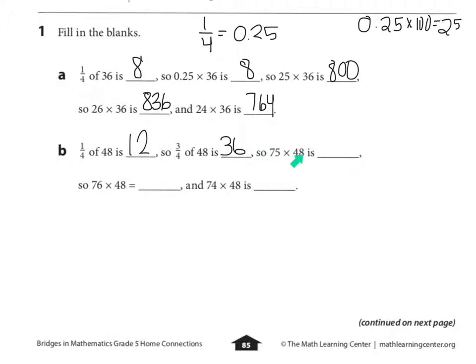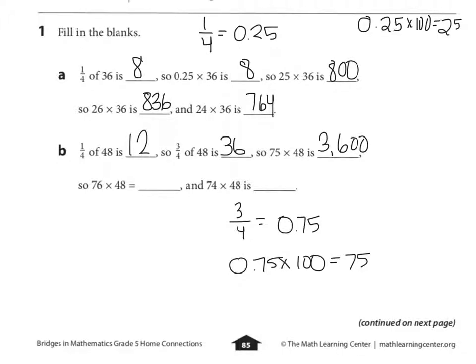So 75 times 48 is, okay, now let's think about this. 3/4 is the same as 75 hundredths, and 75 hundredths times 100 equals 75. So right here, 75 times 48 is simply going to be 36 times 100. So 36 times 100 is 3600.